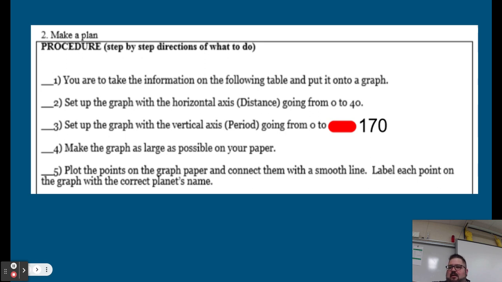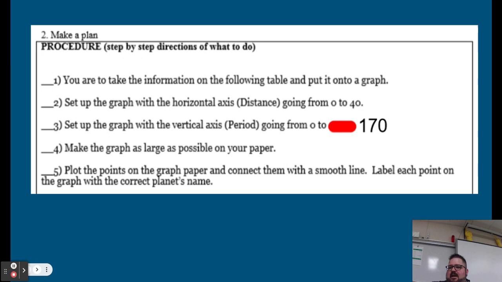It's a graph. So it says you're going to take the information in the following table and put it into a graph. You'll set up a graph with a horizontal axis, which is distance, going from 0 to 40. You're going to set up the vertical axis, period, going from 0 to 170. We cut this down. Why would we cut this down? Because Pluto is no longer a planet, so we don't need to go out as far as Pluto.